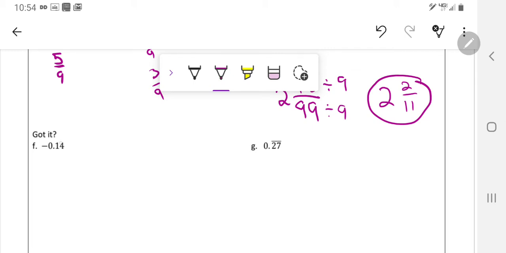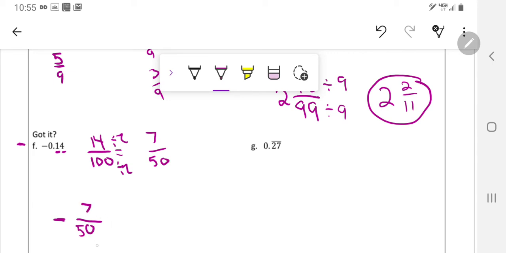Here we go. So we're looking at F here, and I know my answer is going to be negative, so I'll throw that in just to get started. It's going to be a negative fraction because I have a negative decimal. So what are we going to do? We're going to count up the decimal places. That's tenths, hundredths. So we're going to put that over 100, it's going to be 14 over 100. Since both of those are even, we can divide by 2 on the top and the bottom, and we get 7/50ths. So our answer is going to be negative 7/50ths.